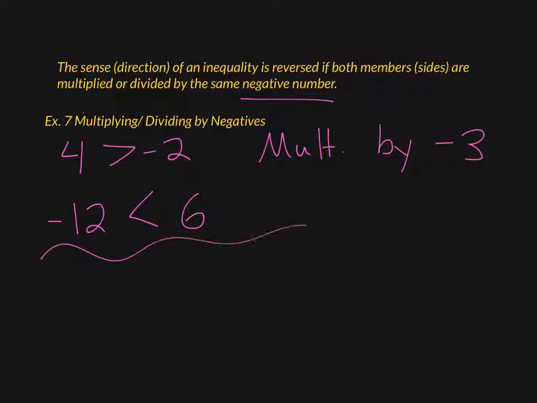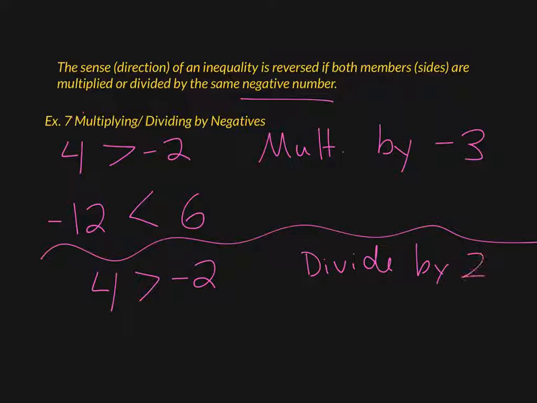And let's say we're dividing. We're going to do the same thing. Let's say we've got 4 greater than negative 2, and we want to divide by negative 2. 4 divided by negative 2 is going to give you negative 2. Negative 2 divided by negative 2 is 1. Flip your sign, so you now have negative 2 is less than 1.